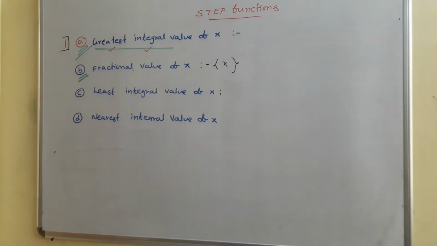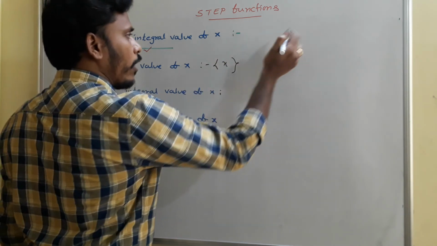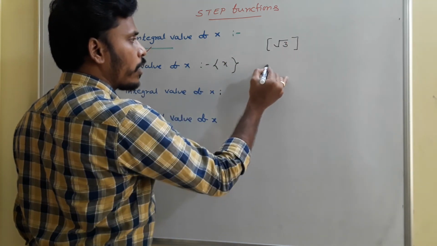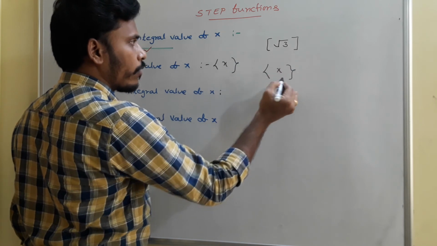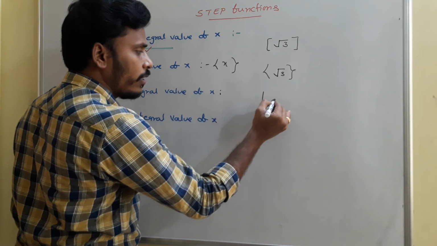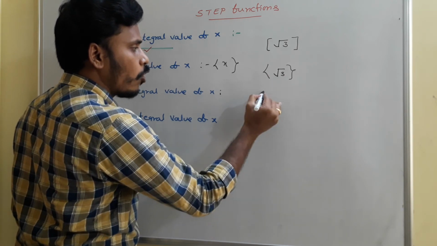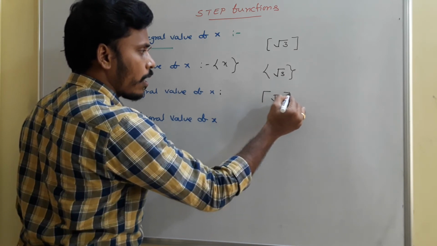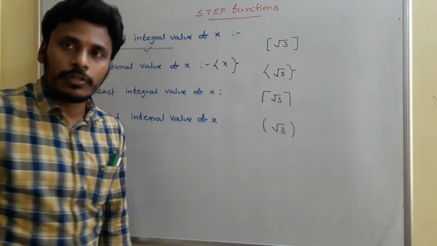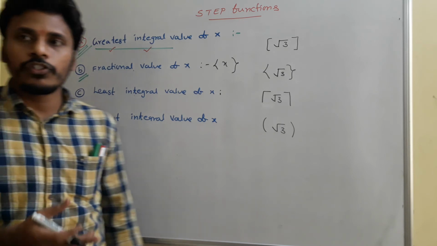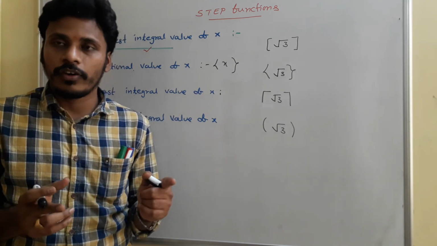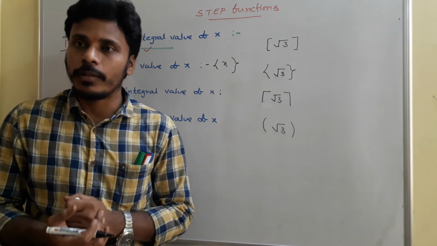Just have a look. Suppose you take a number root 3. What do you say about the step of root 3? What do you say about the fractional part of root 3? What about the ceiling of root 3? And what about the nearest integral value of root 3? Just think about it. Root 3 is a number which is in between 1 and 2. Root 3 is approximately 1.732.